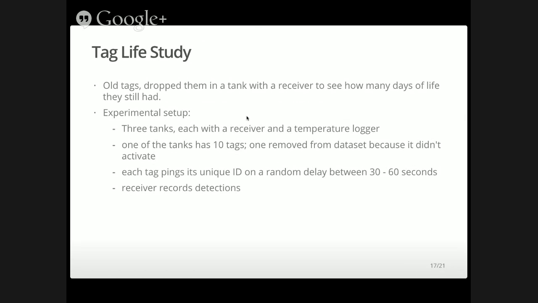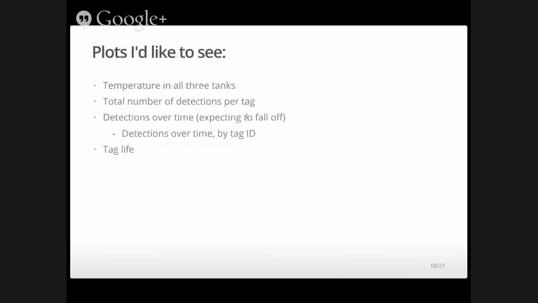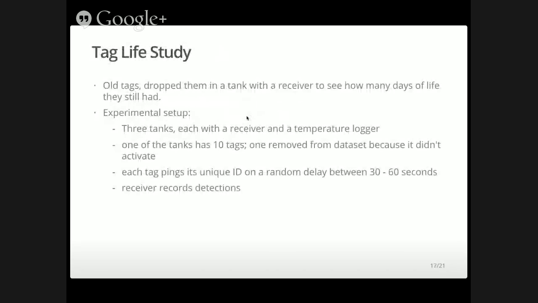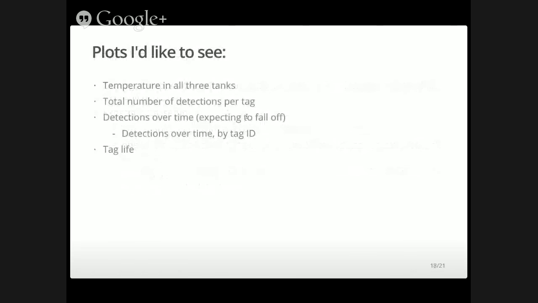And then each tag pings its own unique ID on a random delay between 30 and 60 seconds to the receiver, and then the receiver records a detection. So in the end, I have a data set with 9 individual tags, but thousands of actual detections. So lots of observations, but only a few actual tags to work with, which is nice. So the plots that I wanted to see were the temperature in all 3 tanks.